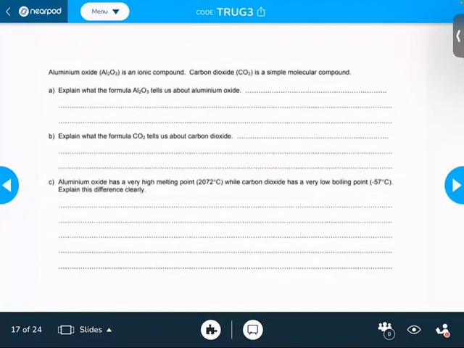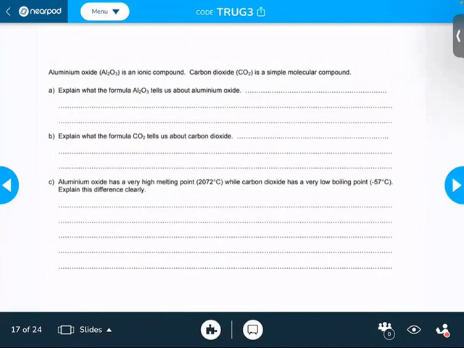Okay, so part A, aluminium oxide. Aluminium oxide is made up of an ionic structure. Okay, it's got a metal and a non-metal. And the formula is literally just telling me that the ratio of ions is 2 aluminiums for every 3 oxides. Okay, formula CO2 in part B tells us that I've got 1 carbon and 2 oxygens. But because it's a simple molecule, there are literally 3 atoms in total. It's 1 carbon, 2 oxygens, 3 atoms inside that molecule.